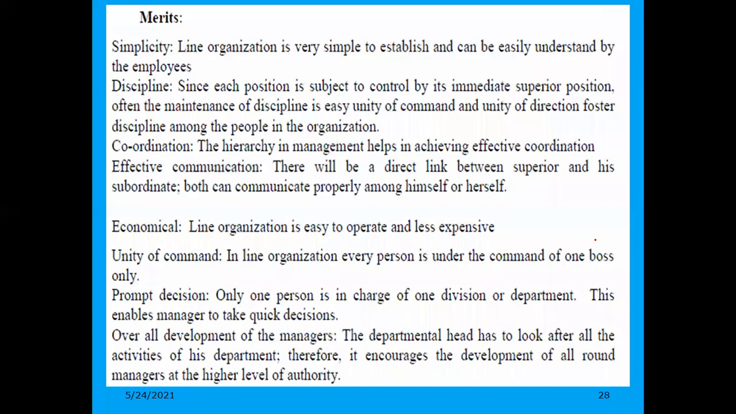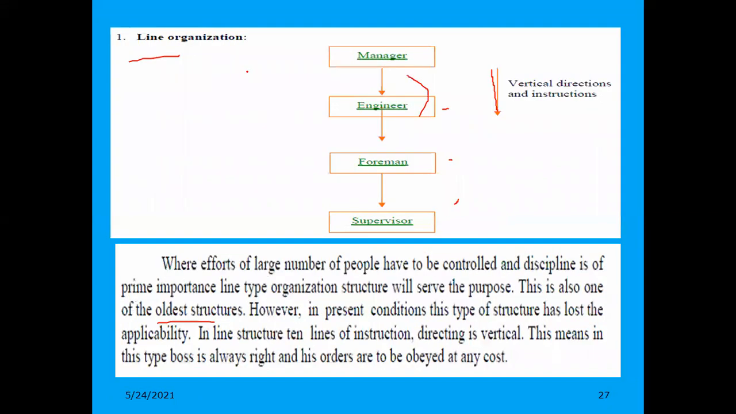So very simple. దీనిలో confusion ఏమి ఉండదు. ఈ type of organization లో there will not be any confusion. It will be straightforward కాబట్టి there is no risk of attempting the things. Coming to simplicity, first merit ఏంటి? Simplicity. Line organization is very simple to establish and can be easily understood by the employees. ఇప్పుడు ఇలాంటి ఒక line diagram చూసారనుకోండి, simple గా మీకు అర్థమైపోతుంది కదా.